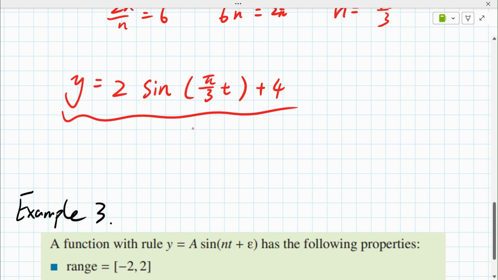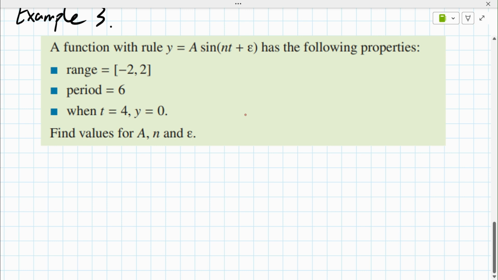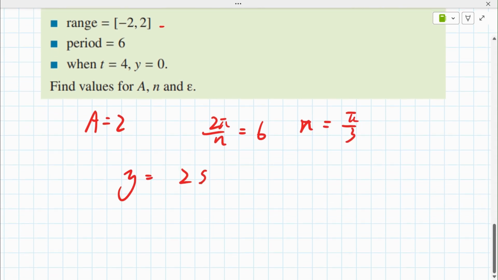That's my examples. Now we're going to try to figure out this one using some questions. For example, you have a range between 2 and negative 2, so your A equals 2. The period is 6, which is 2 pi over n equals 6, so n equals pi over 3. So y equals 2 sine of pi over 3 t plus phi.